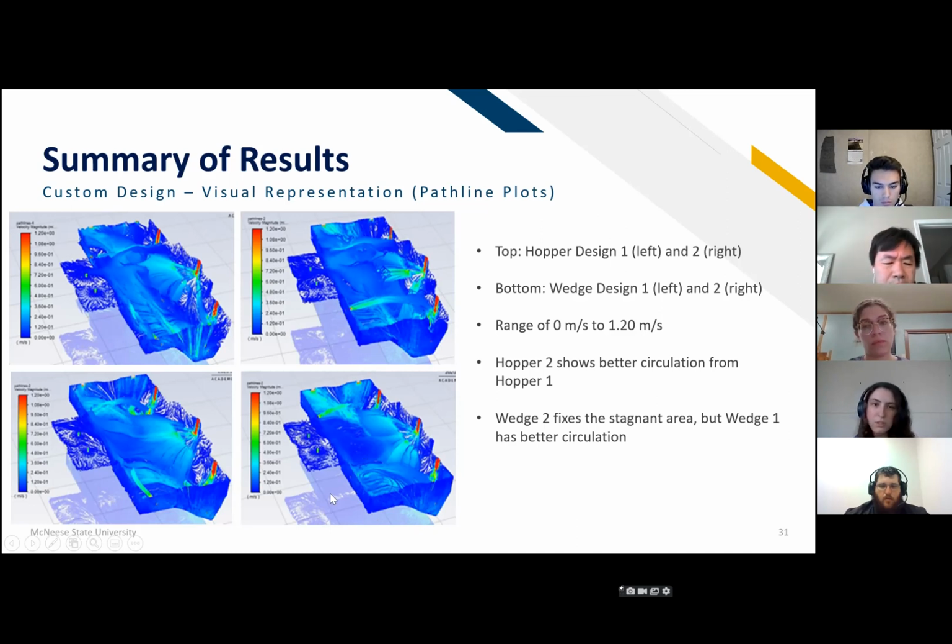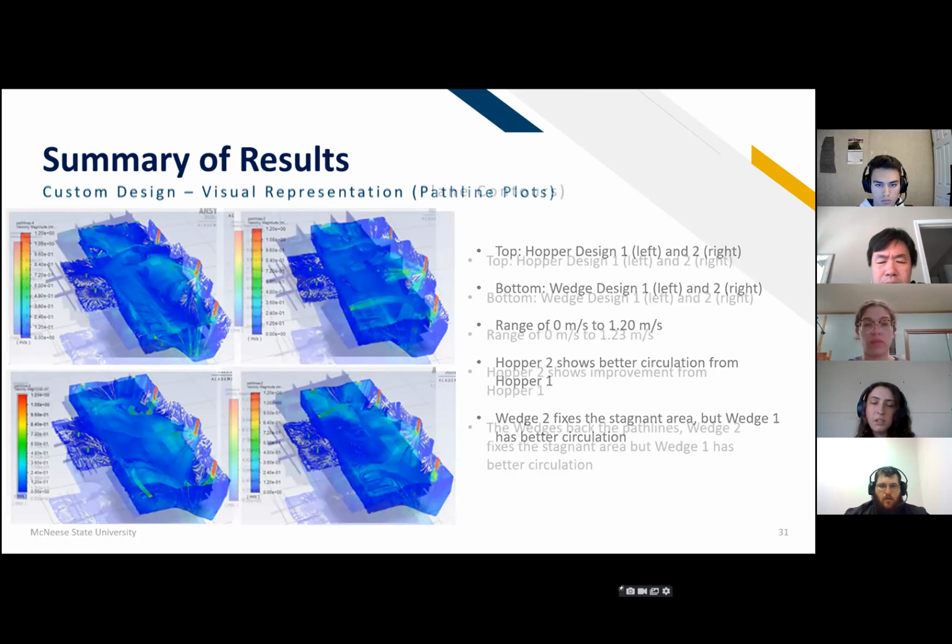So overall, if I had to make comparisons, hopper 2 shows better circulation than hopper 1, and wedge 1 shows better circulation than wedge 2. But again, you can't get results based off of one visual representation. So the next slide shows the contour planes.